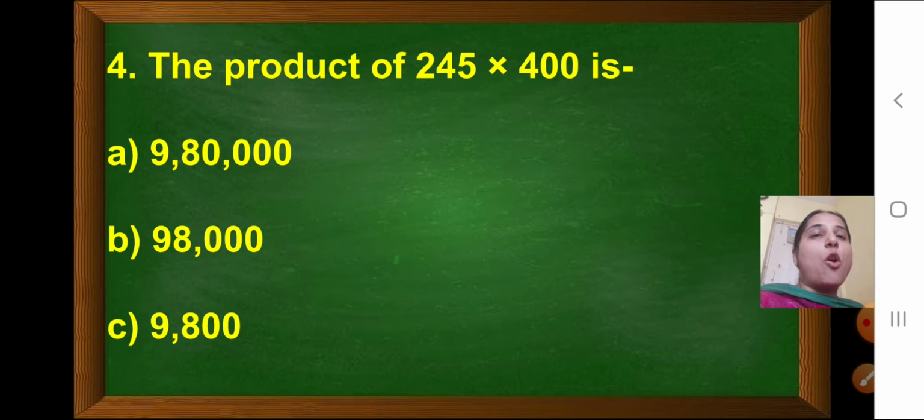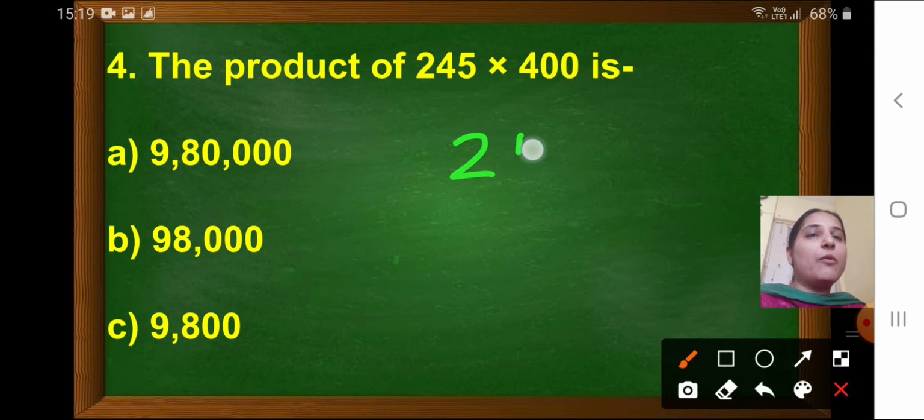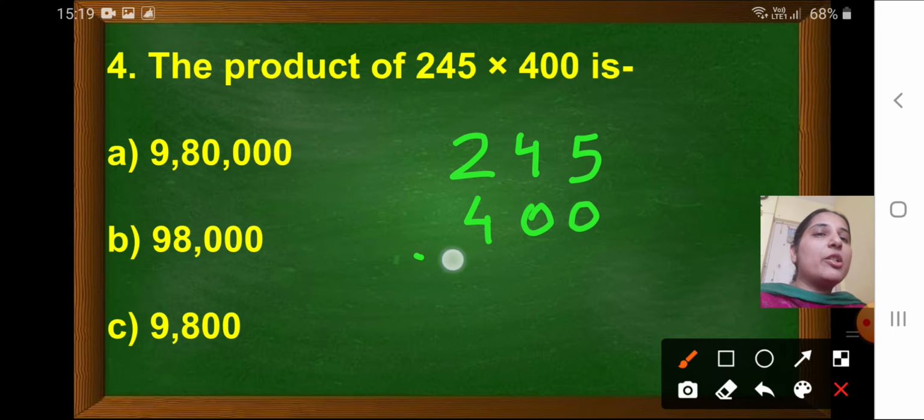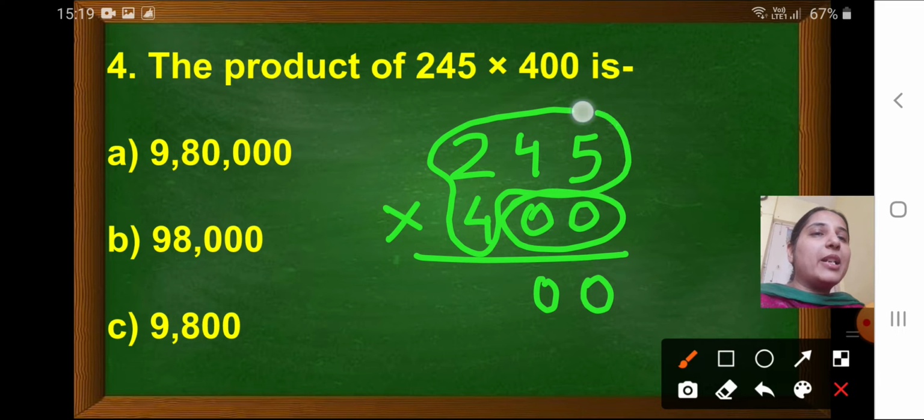The product of 245 multiplied by 400 is. So, let's multiply to get the answer, children. So, 245 multiplied by 400. So, what we'll do, children? How we'll multiply? First, we'll write these two zeros here. Okay? And now we'll multiply this 245 by the remaining digit, which is 4 here. Okay? So 5 4s are or 4 5s are 20. So 0 we'll write here and 2 will be carried over to the next place.